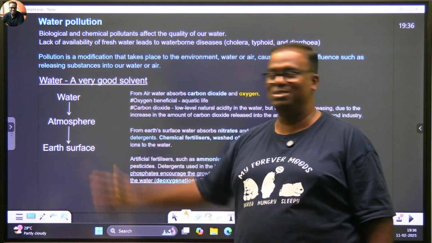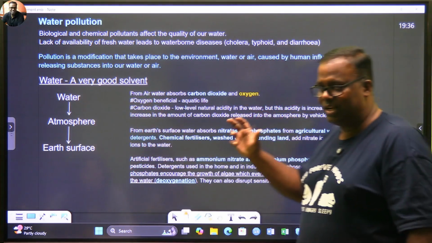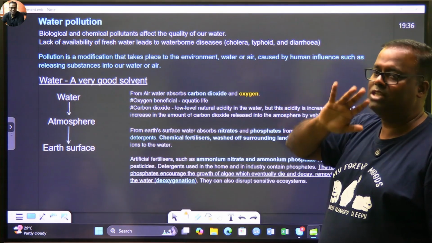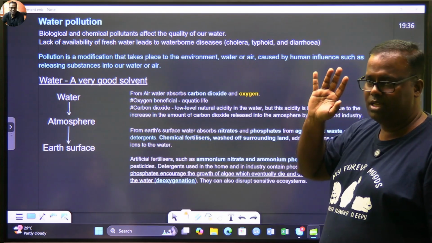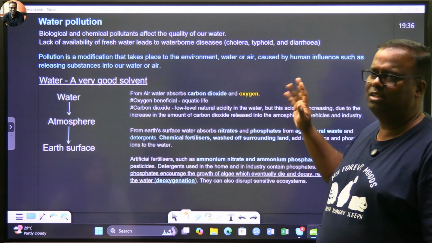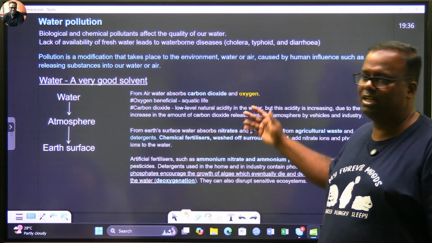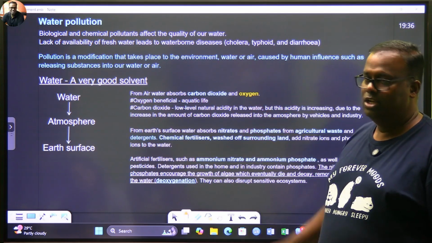So let's see what happens to water. From the air, as water is coming down, let's say rainfall, what do you have in the air? Maximum amount of nitrogen, carbon dioxide, and you have water. For the nitrogen, I will not take any such issue. Air absorbs carbon dioxide and oxygen. Anything that I'm writing in blue is bad. Okay. So what happens to oxygen?